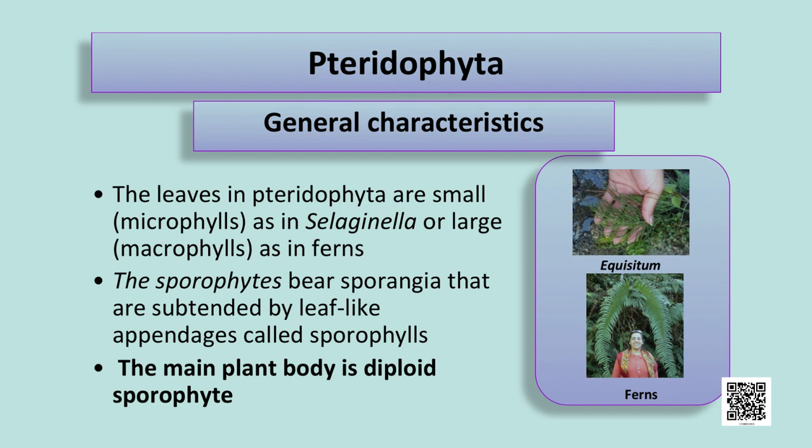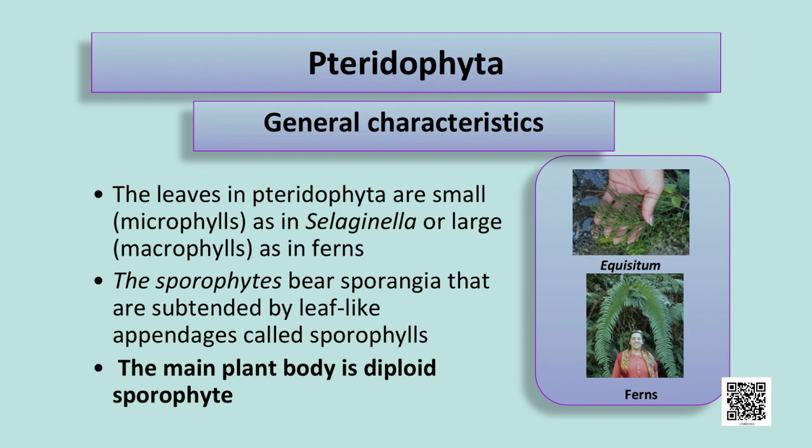These fronds can be very small in size. Such fronds are called microphylls as in Selaginella. It has a single vein in them, or they can be very large, macrophylls as in ferns. They have multiple veins in them. You can see in this picture to compare the size of macrophyll with me.